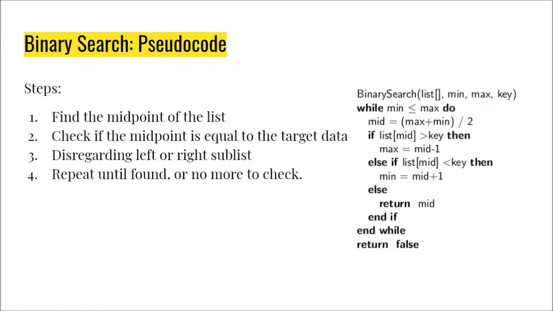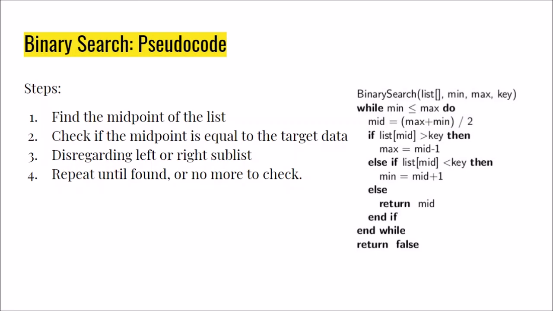Alright, so let's look at the pseudocode for this. If you are in GCSE, you will not need to know the pseudocode for this, but in A level you might be, and it may just help your understanding of it. So the steps again: find the midpoint of the list, check if the midpoint is equal to the target data, and then we'll be disregarding the left or the right sublist. Sublist just meaning a section of the list, so we'll be disregarding that left side or disregarding that right side. And we're going to repeat this process until our data is found or there are no more numbers to check.